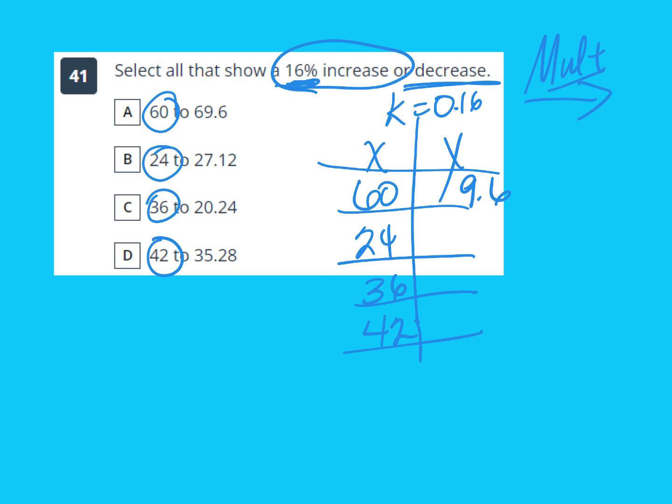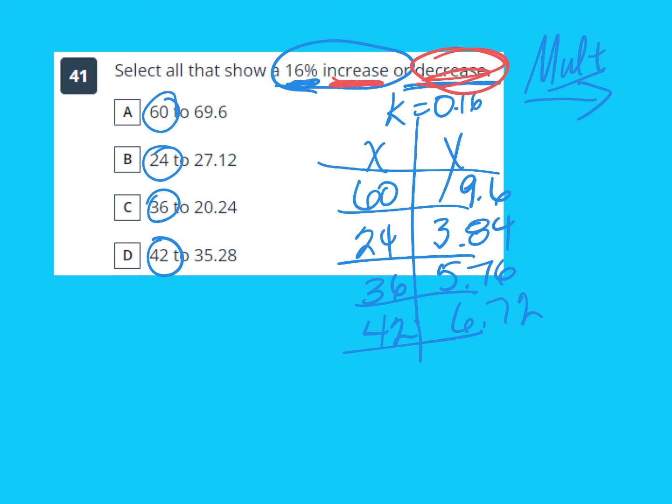24 times 0.16, 3.84. 36 times 0.16, 5.76. 42 times 0.16, 6.72. Now it says increase or decrease.